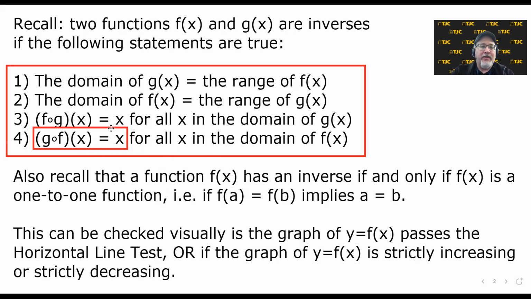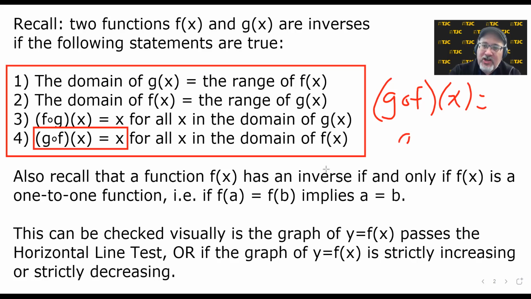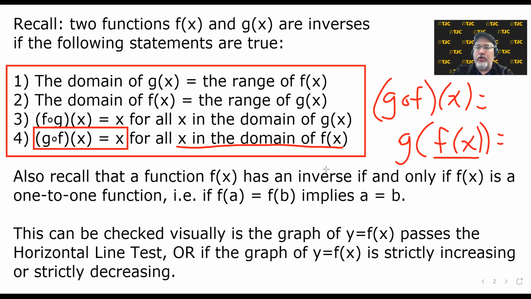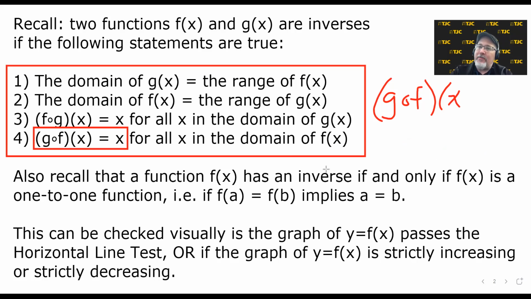Same thing here. This composition, g of f of x, remember that in any composition, g of f of x means g of f of x. So whatever you're putting in for the fourth line has to first go into the f function, which is why it's true for all x in the domain of f of x. All right, so four things have to happen in order to be inverse functions.